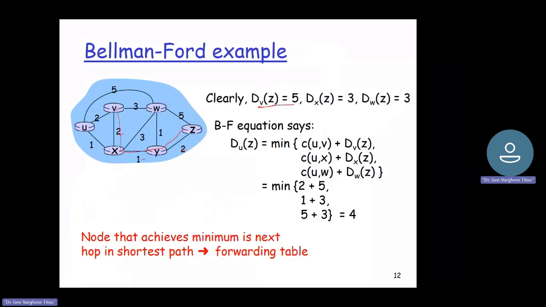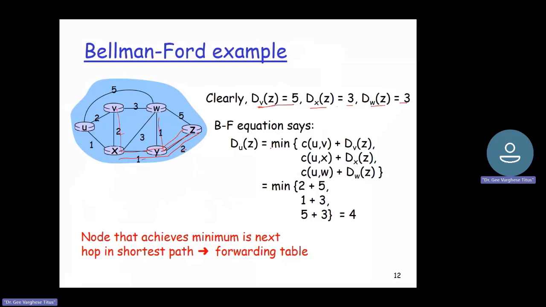Now, if you consider X, there are different paths, but this is the least cost that you can see. That is 1, 2, that is 3. So D(X) is basically 3. And from W, what you can see is that the least cost is this. So basically, the least cost of sending data from W to Z is 3.